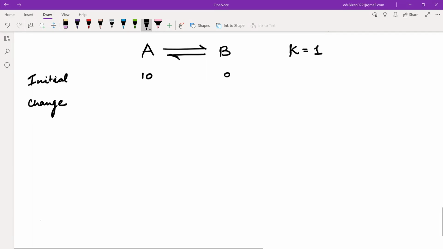We want to make both equal, so it has to be 5 moles. That means 5 moles of A will react and convert itself to B, and then we will have 5 moles of A and 5 moles of B. That will satisfy the equation K equal to 1. But we will generalize it and say that since A is reacting, the change will be minus X. Yes or no?